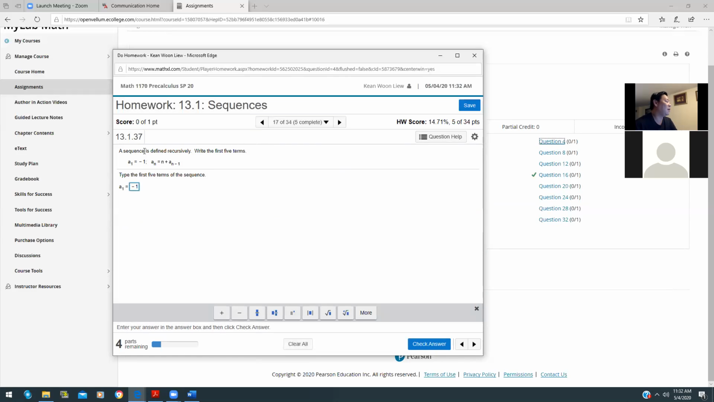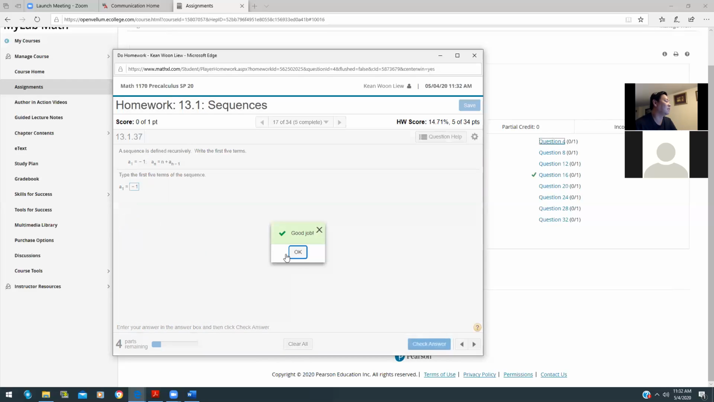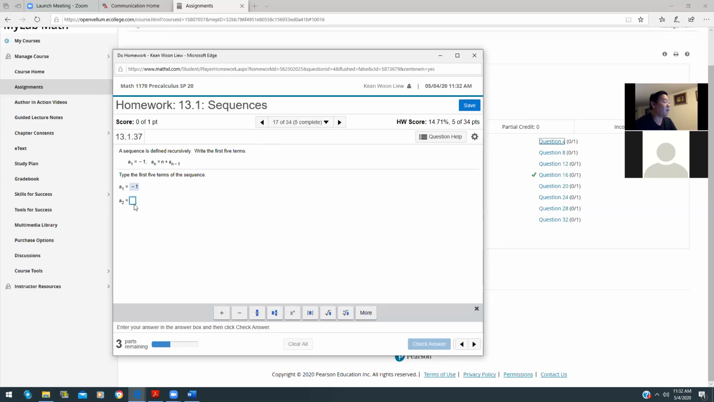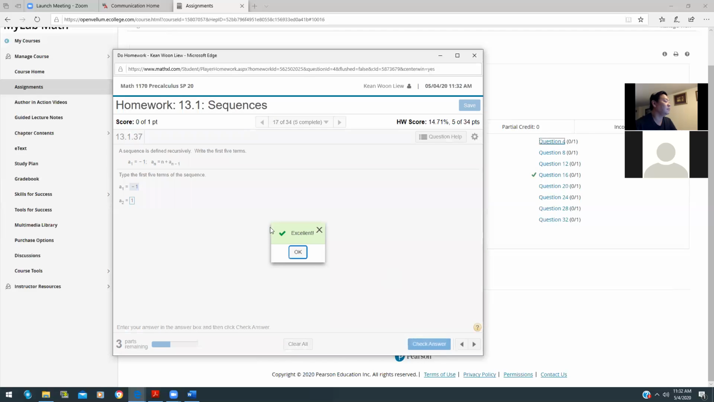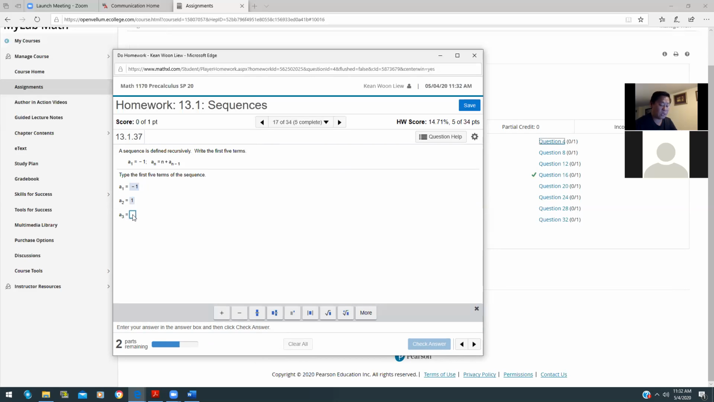So for this one, we know A1 is -1. It's given to us. So to find A2, you use your previous term, and then you add with n. And n in this case is 2. So 2 plus your previous term, 2 plus -1. What is 2 plus -1? 2 plus -1 will give us 1. Okay. And then A3, you use your previous term, and then you add with n. So you add 3. So you add the previous term, which is 1 plus 3. And 1 plus 3 is 4.